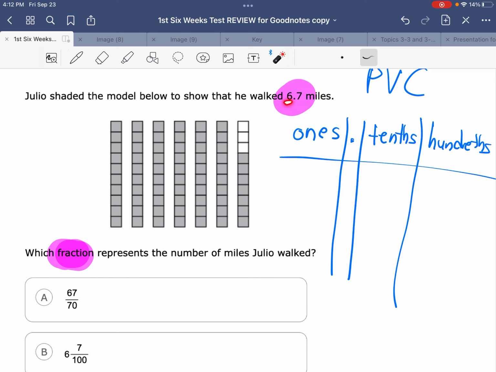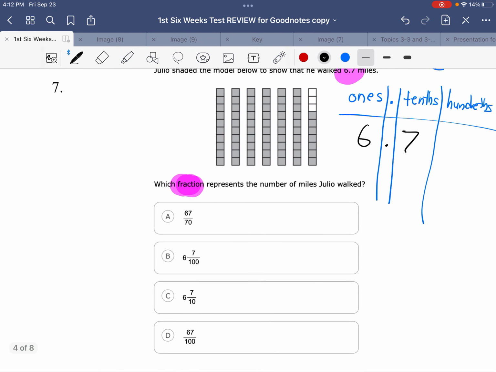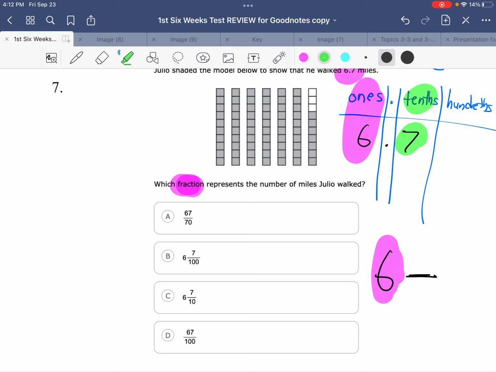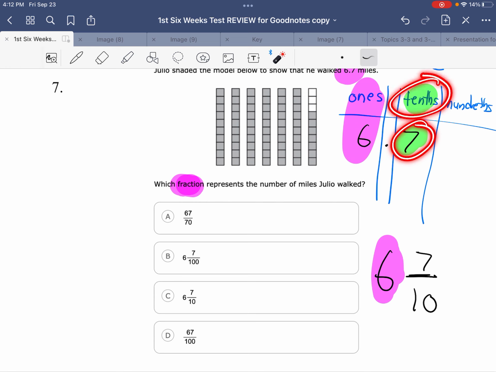So there is a number here before the decimal. Because there's a number here, I'm just going to say that I have 6 ones, drop my decimal, and I put my 7. Just like the way it is here, I write it here. So now when I do my fraction, because my ones is my 6, I'm going to put it on the side. So I have 6 on the side, and then it says 7 in the tenths. So that means I'm going to put 7 over 10 because my 7 is in my tenths place. So my answer would be C.